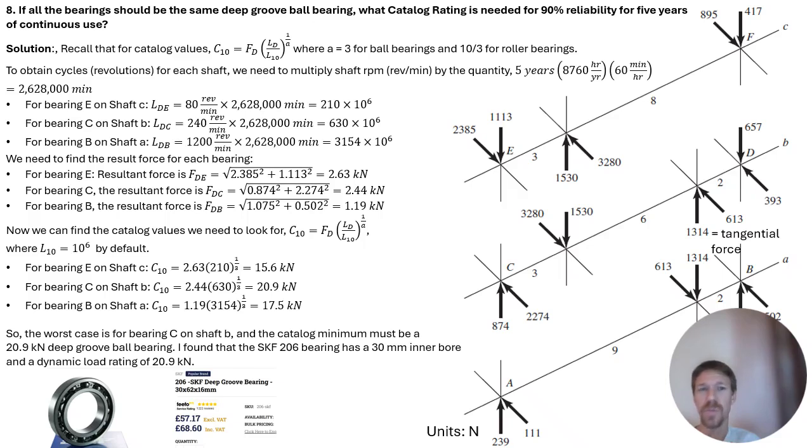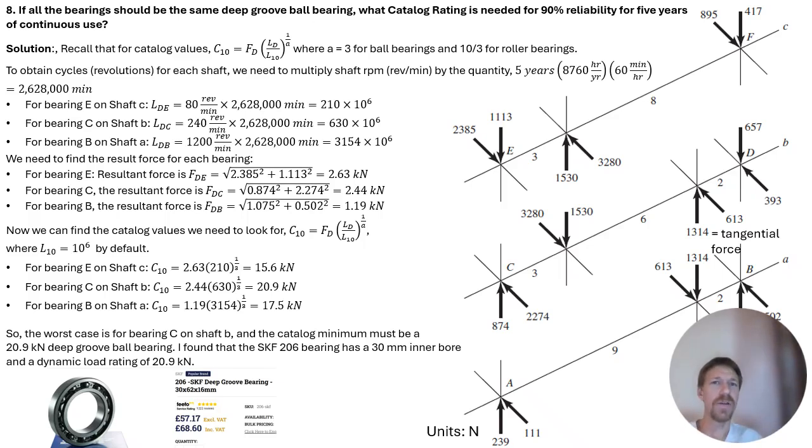So I can also use the cube root function when I'm solving for ball bearings on my calculator, and that might save time as well. For roller bearings, the A factor would be 10/3, but for ball bearings, A equals 3, so it's the cube root. And then we need to find the resulting force on each bearing. Bearing E there is the square root of 2.385 squared plus 1.113 squared, so that's 2.63 kilonewtons. Solve for the resultant force the same way for bearings C and B.